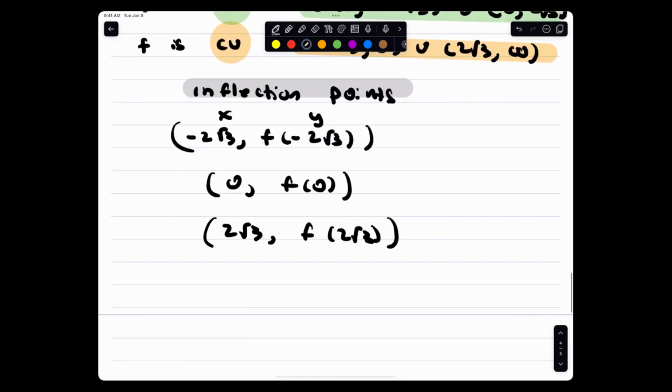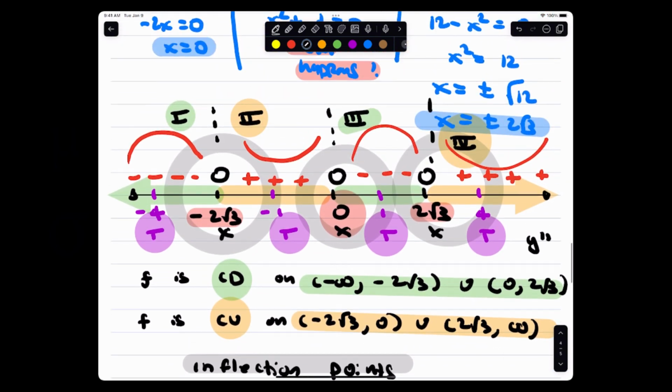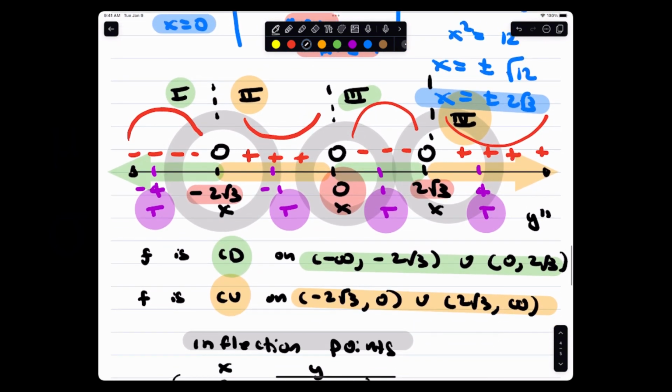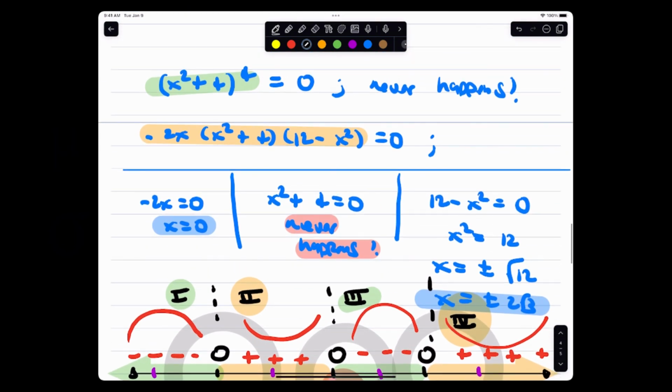So these are the locations of your what? Inflection points. Yes, you would have to go back to the original curve maybe and get the y value, but this will be good enough. And if you see some of your answers in your book, they're sometimes written that way too. So, ladies and gentlemen, you're looking at sign analysis on the second derivative.